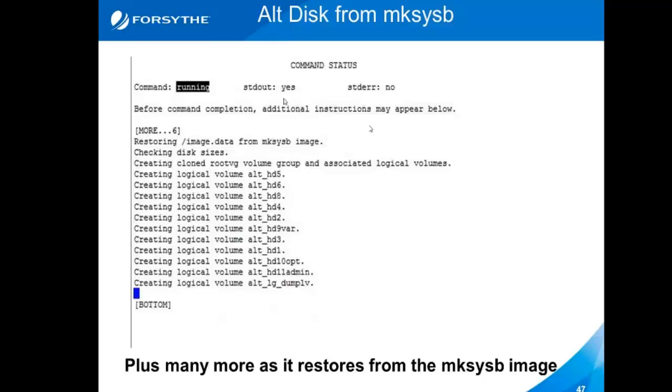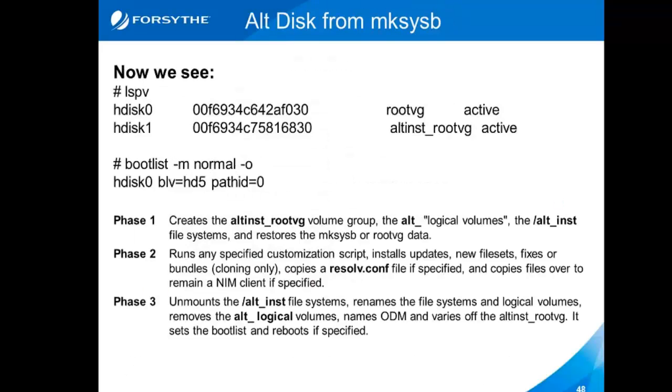So here it is running, and it basically restores the image, and you'll notice that instead of hd5, it creates alt_hd5, etc., etc. Now, while it's running, you can actually run some commands to see what it's actually doing. If I was to run lspv, now I see altinst_rootvg. My boot list has not changed, but later on, it will actually change some things in there.